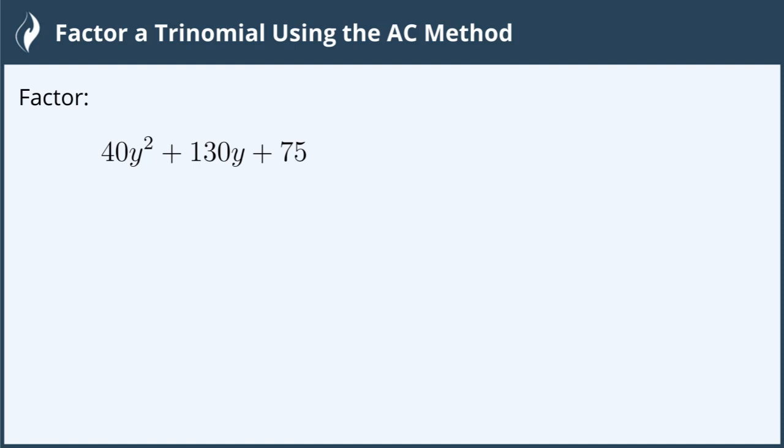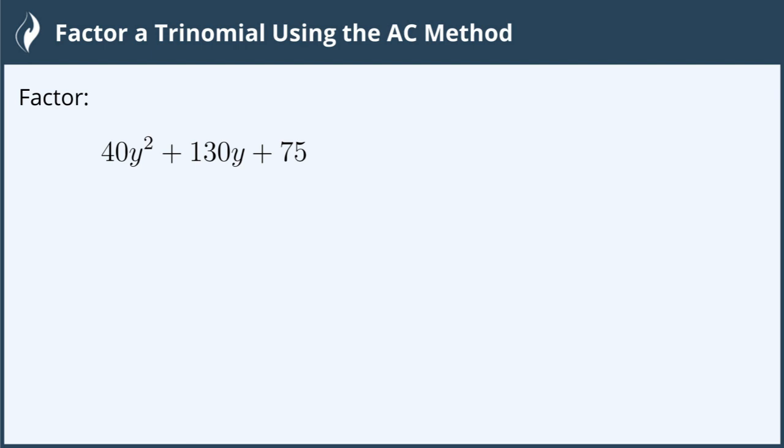Hi, in this video, we're going to factor a trinomial using the AC method. In this case, we're factoring the polynomial 40y squared plus 130y plus 75. The first thing you always want to do when you're factoring, no matter what method you're using, is look to see if there is a GCF or greatest common factor.